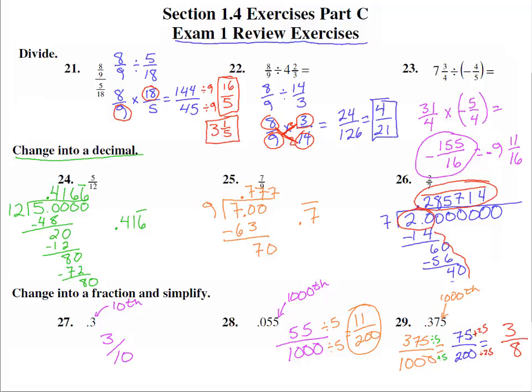And you could have done that in 2 steps. If you would have divided by 5, you would have gotten 15 over 40, and then you would have had to do it again. So that is the simplified version of this. Those are the same exact thing. Good.